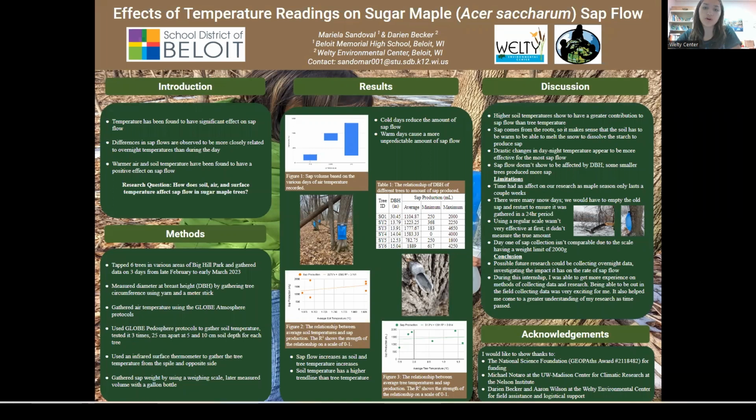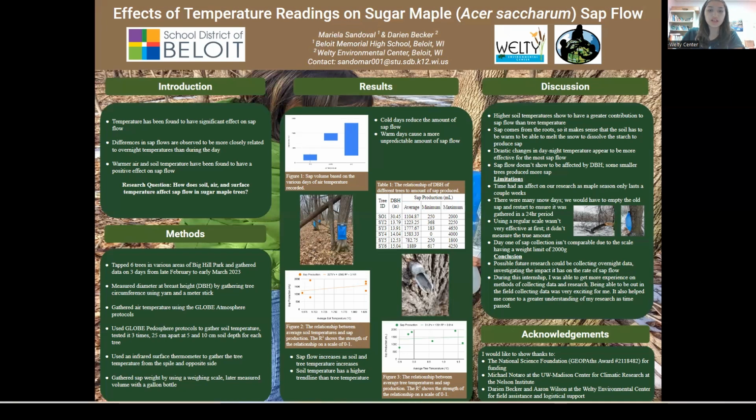I'm a senior at Beloit Memorial High School, as well as an intern at the Welty Environmental Center in Beloit, Wisconsin. My GLOBE research studied the effects of temperature readings on sugar maple sap flow. It has been found that warmer temperatures have a positive effect on sap flow, and overnight temperatures are more closely linked to producing more sap. This leads to my research question: how do soil, air, and surface temperature affect sap flow?